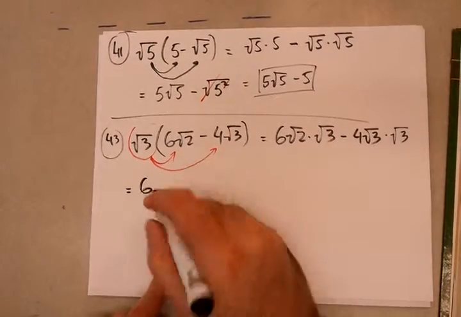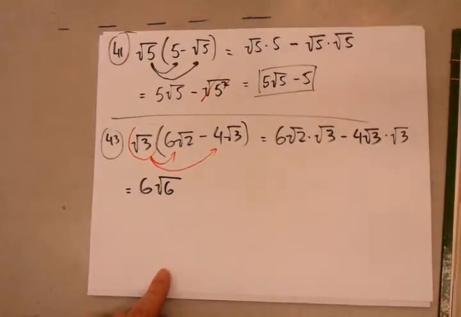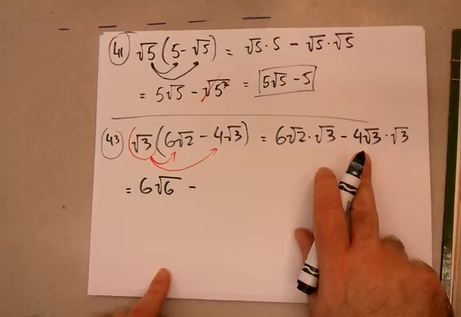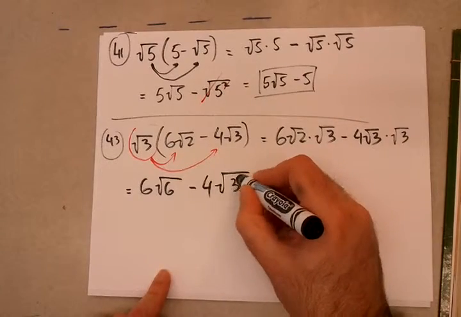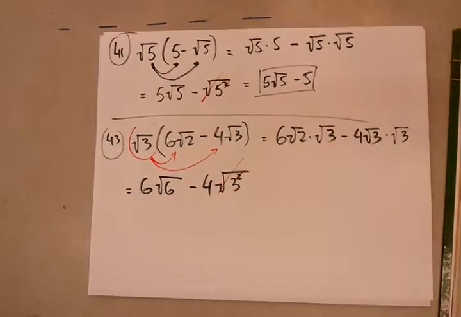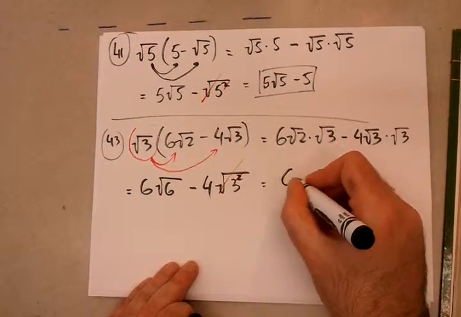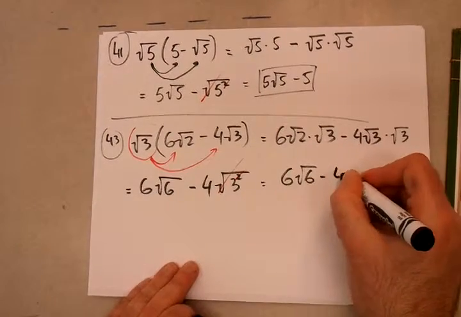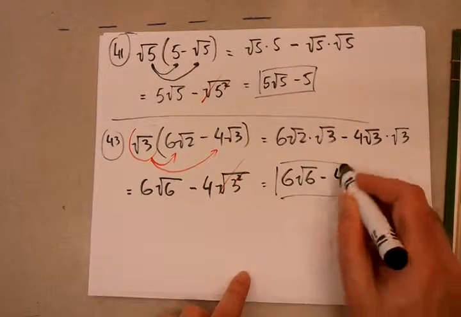This is going to be 6 on the outside and then 2 times 3 on the inside. 6 root 6. Minus, over here, it's going to be 4 on the outside. And inside it's going to be 3 times 3, which is 3 squared. Well, squares cancel out their roots. That gives us 6 root 6 minus 4. Well, that was kind of uneventful, because that's it. That's all we can do. Not too bad at all.